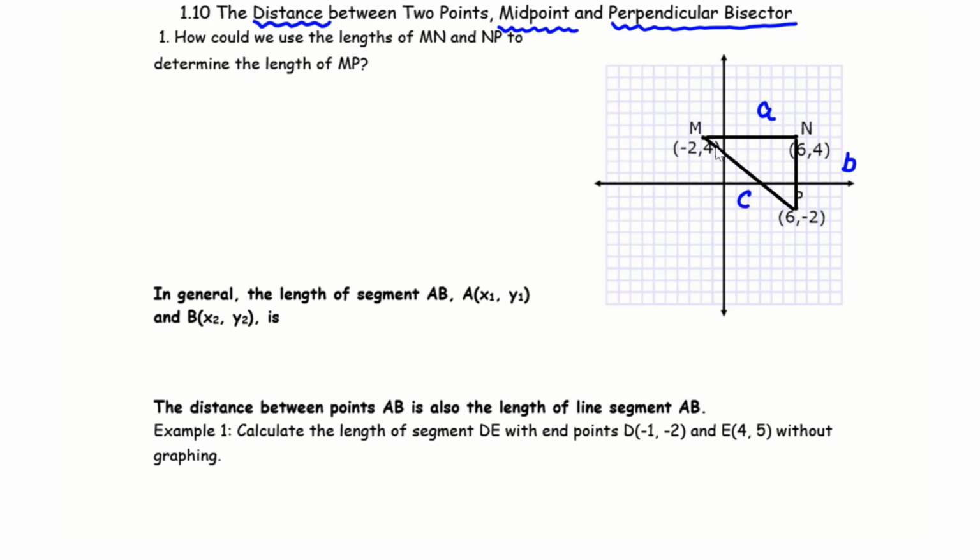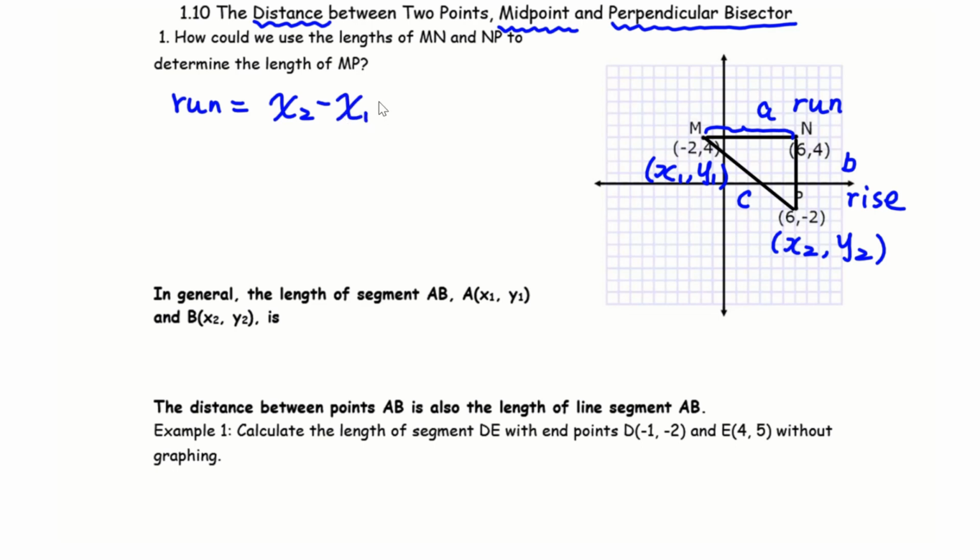find side C. And from the slope, we know that from M to N, we call it run. The horizontal distance between the 2 points is run, and the vertical distance between the 2 points is rise. These 2 points, M and P, we could label as x1, y1, x2, y2.